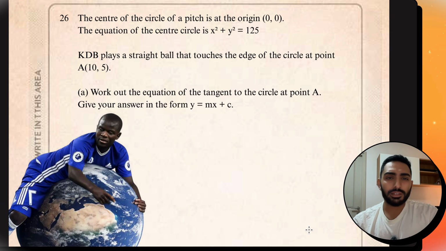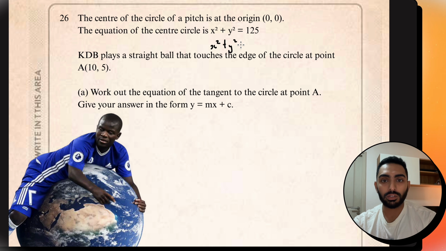Question 26. The center of a circle of a pitch is at the origin 0, 0. The equation of the center circle is x squared plus y squared equals 125. The equation of a circle is x squared plus y squared is equal to r squared. If I found out the square root of 125, that would tell me the radius, but I don't need that right now.